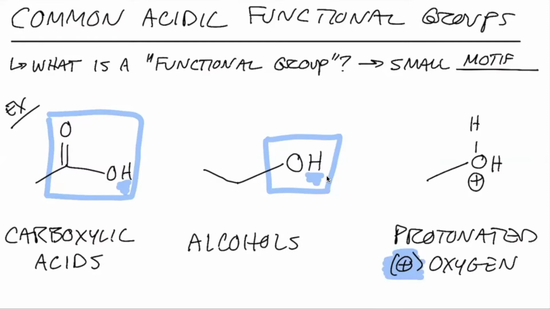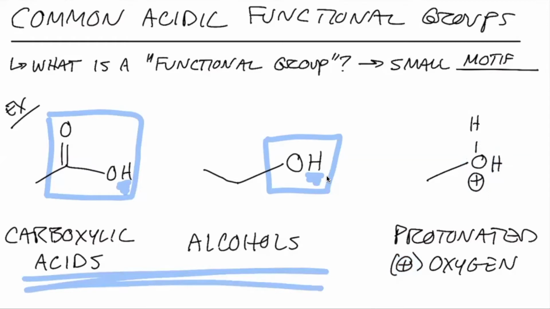But if you have an oxygen with a plus charge on it, it doesn't like to be positively charged. So if it has hydrogens on it that it can get rid of, those are going to be very strongly acidic. So these two are the more traditional functional groups, and this one is a modification of other existing functional groups. We'll start to see these more as we look at some examples.